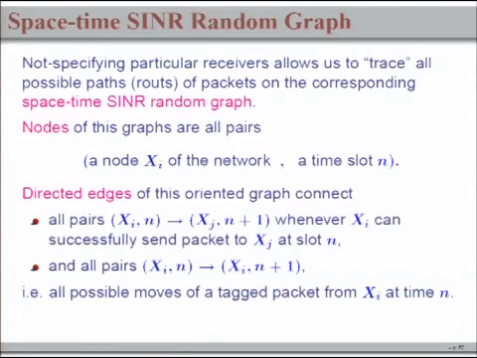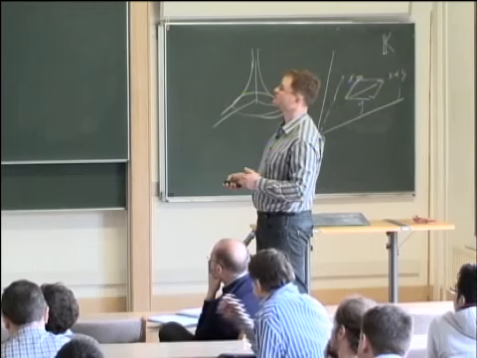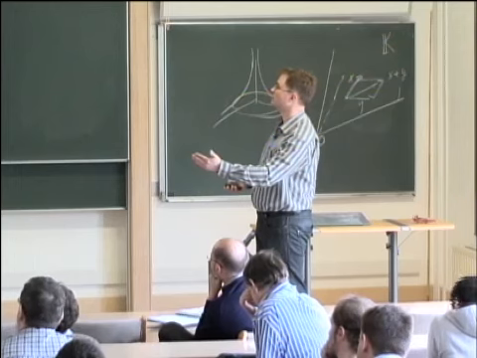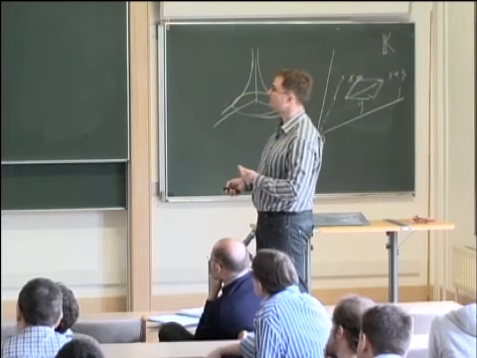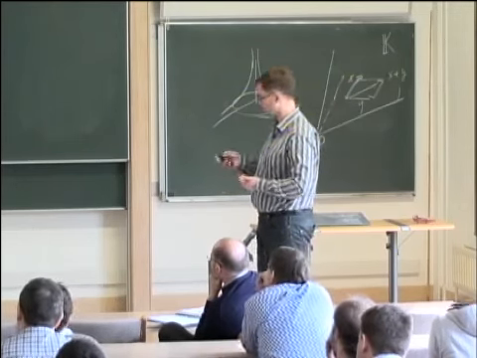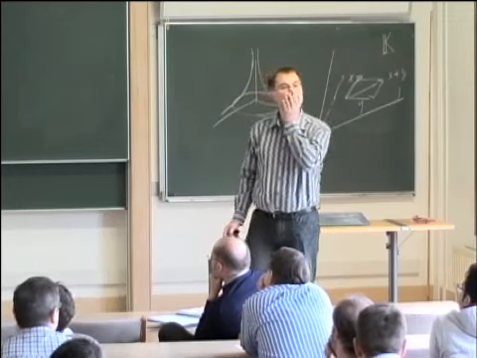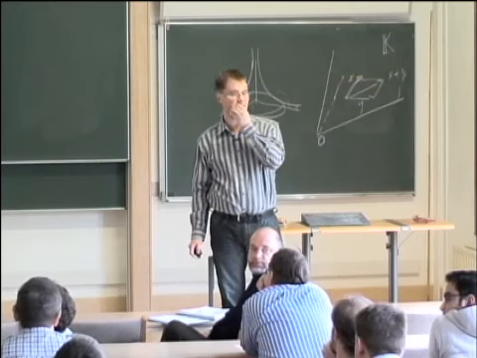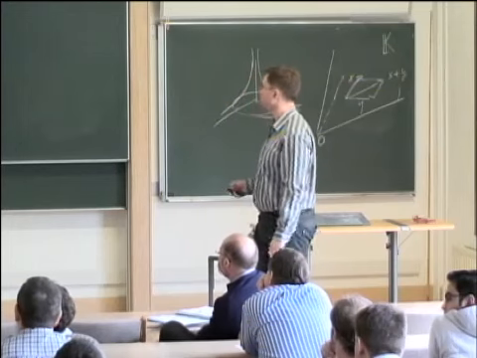So the edges in this graph show all the possible moves in my network at time t: either from xi to some xj when communication is successful, or, if it is not successful, the packet can also stay, not be transmitted. In this case, at the next time slot, it's again at location xi. This is my space-time graph. Yeah. And these lines are strongly dependent. Yes, of course. Okay.